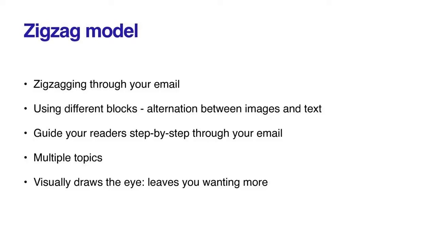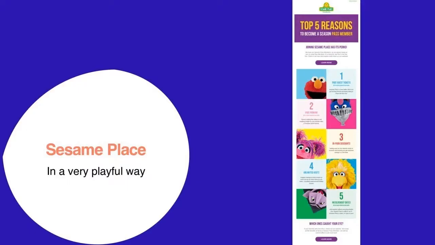So let's have a look at some examples here as well. This is a very nice and playful and good example of Sesame Place. You first encounter an inverted pyramid model at the top of the email, and then they continue on to the zigzag model. In this case, you get all the information, the reasons here, in a very playful way, and it also works extremely well with the colors, the titles, and the white space. At the end, they even ask which ones caught your eye, and they can ask you that because that certainly happens.